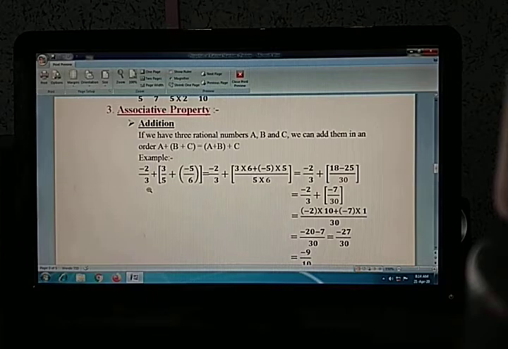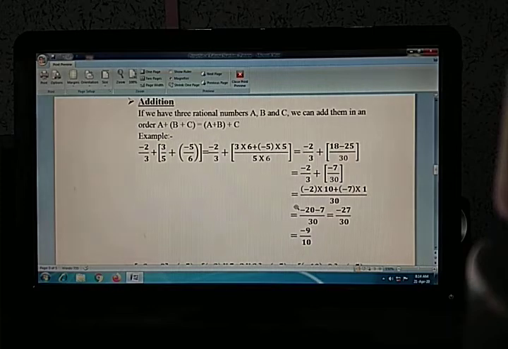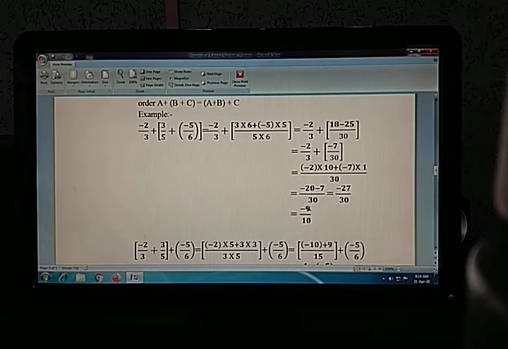So let us take one example. We have taken three rational numbers, minus 2 by 3, 3 by 5 and minus 5 by 6. So as you can see, this is the simplification. First of all, we have to simplify the thing that is inside the bracket according to the BODMAS rule. So inside the bracket, as you can see, we have solved this first, then we have added to the other rational number that is outside the bracket. So the answer that we get here is minus 9 by 10.